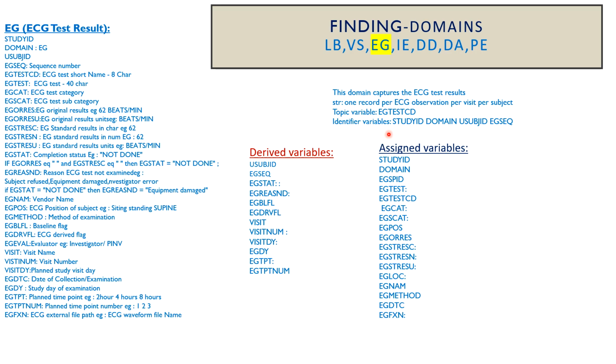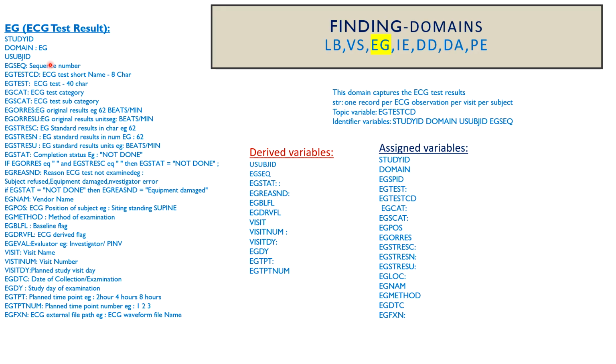The topic variable will be EG test code. The identifier variables will be common: study ID, domain, unique subject ID, EG sequence. So these are the variables that will be there in the EG domain.